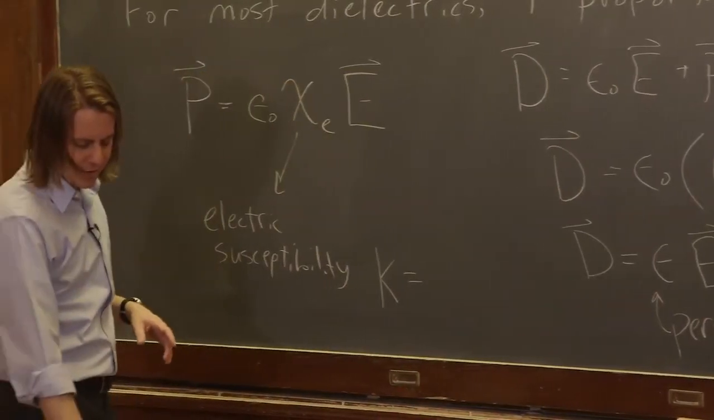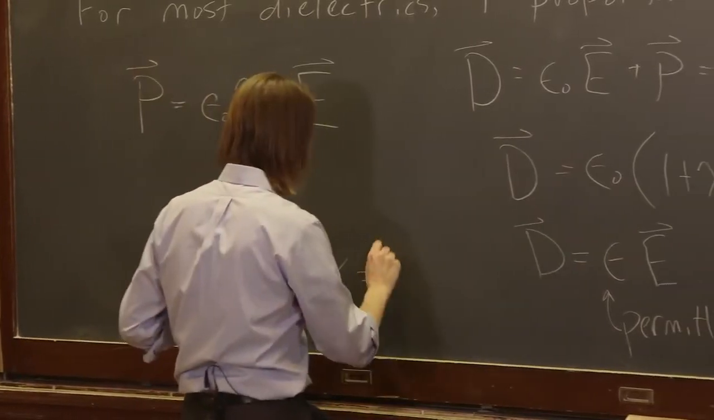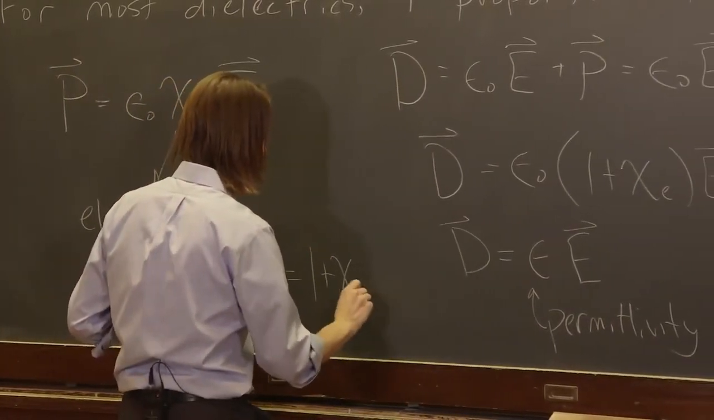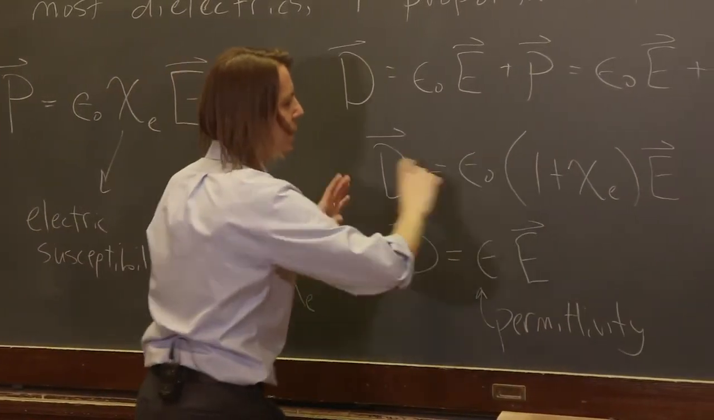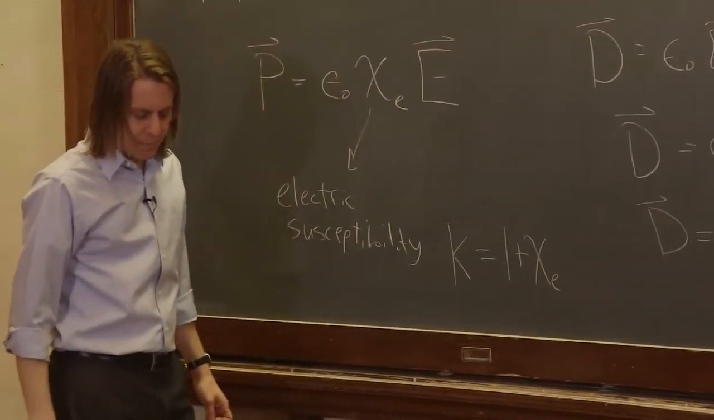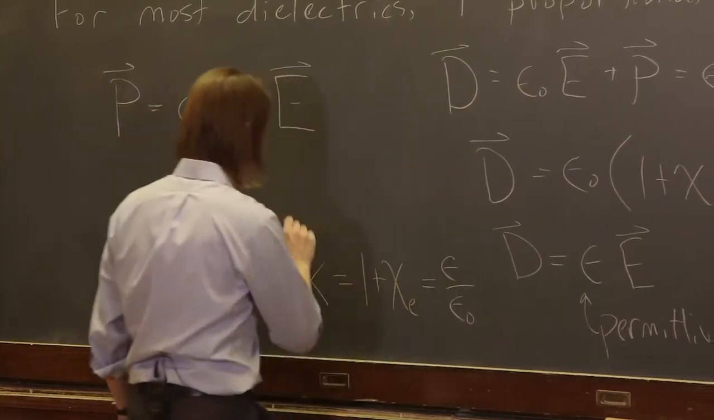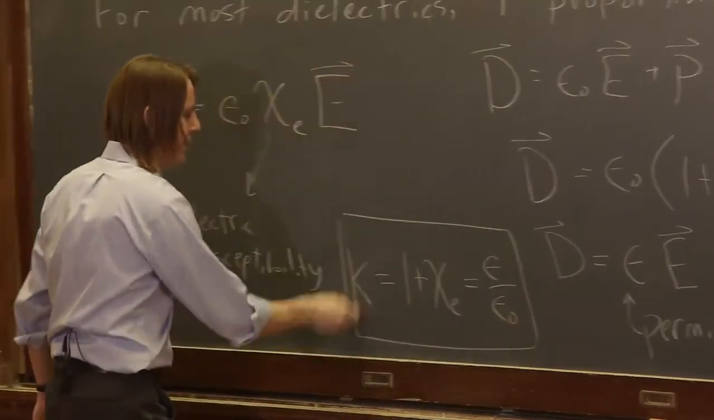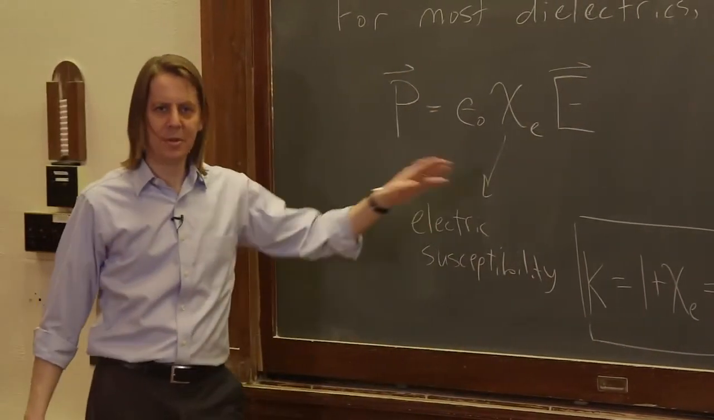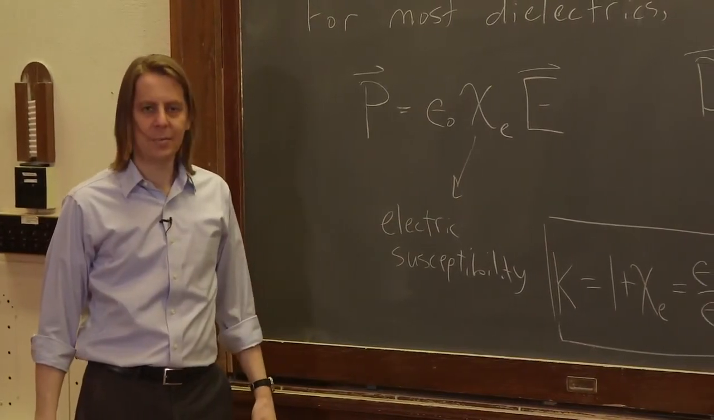The dielectric constant, you can see, is this 1 plus chi E, right? If you were to take that away, this would be K, which equals epsilon over epsilon naught. So if you ever want to double check your understanding of them, they all fit together like that.